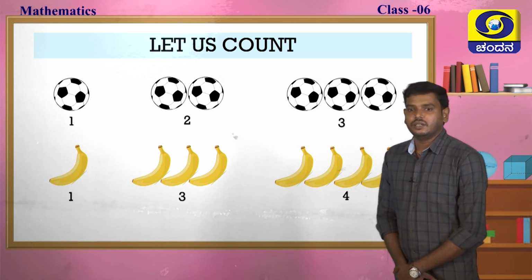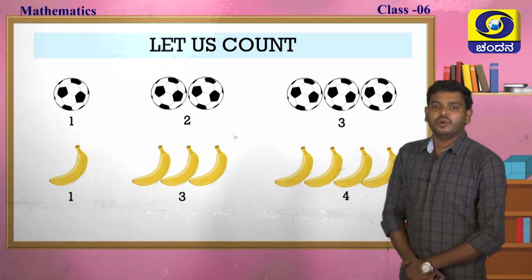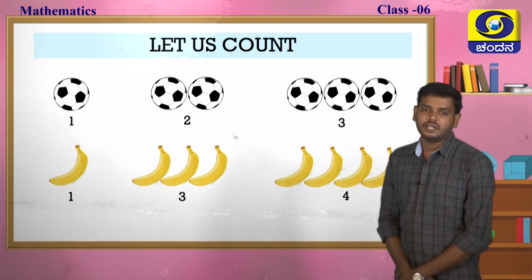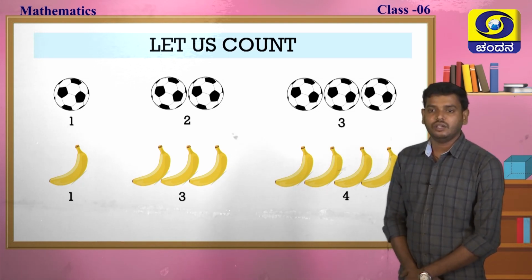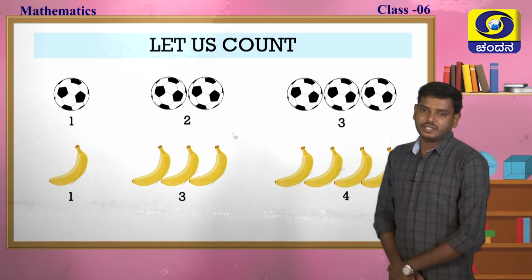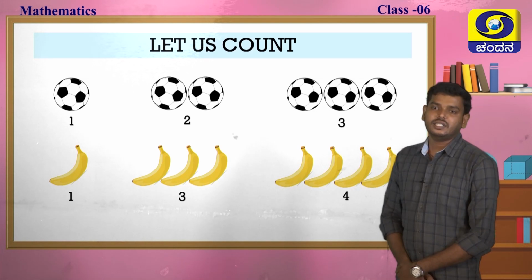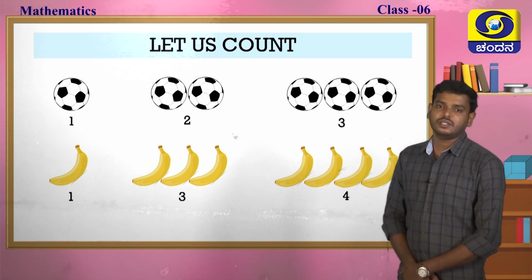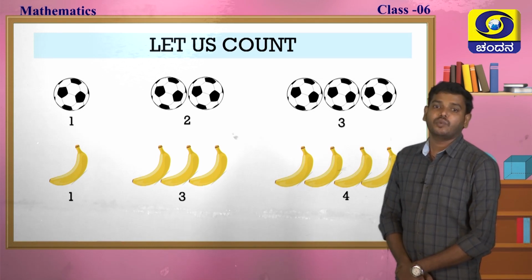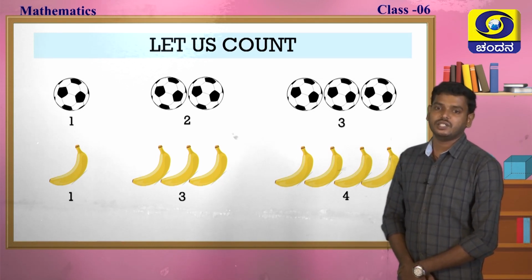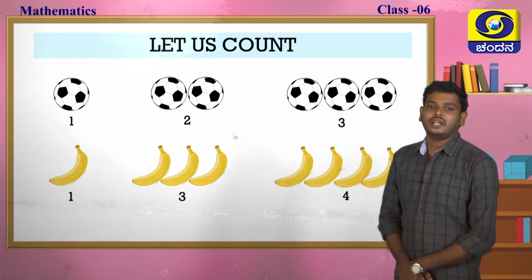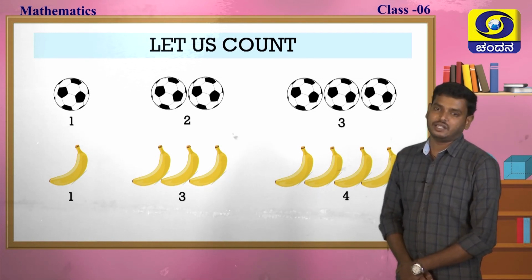Children, you can see here the number of balls is 1, 2, 3, and the number of bananas is 1, 3, 4. And one thing you can notice: as soon as I informed you to count, you started to count the objects from 1 itself. Is it correct, children? Yes, we always start counting from 1 itself.